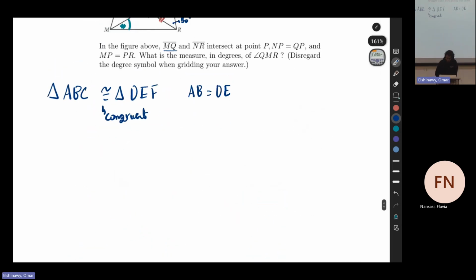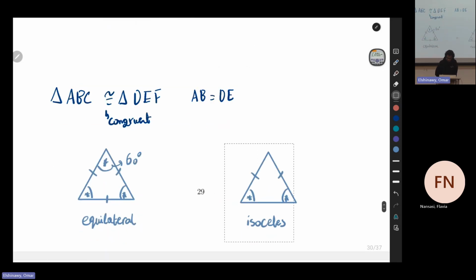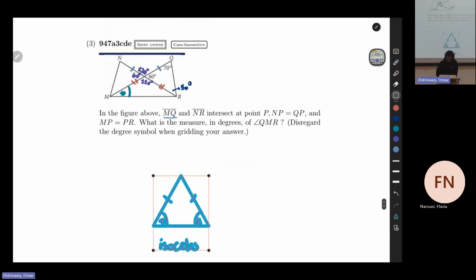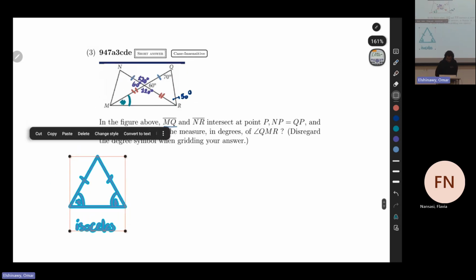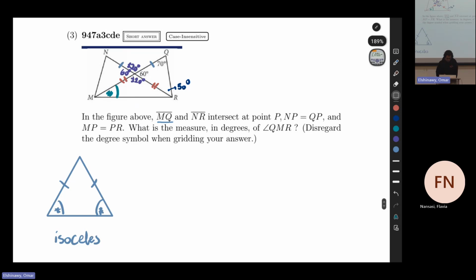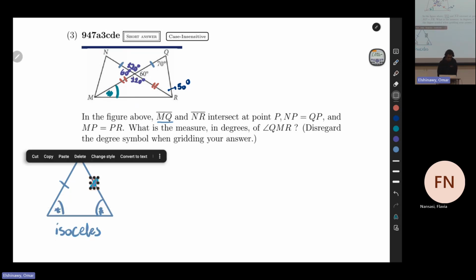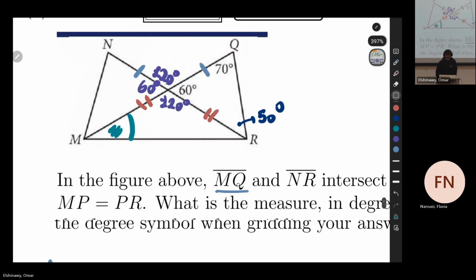I don't think we'll use congruence in this problem, so that's why I didn't really go over it. But let me tell you that we will use the fact that there is a certain triangle which will be isosceles. And if it's isosceles, it means that two sides are equal, then the corresponding angles should be equal.